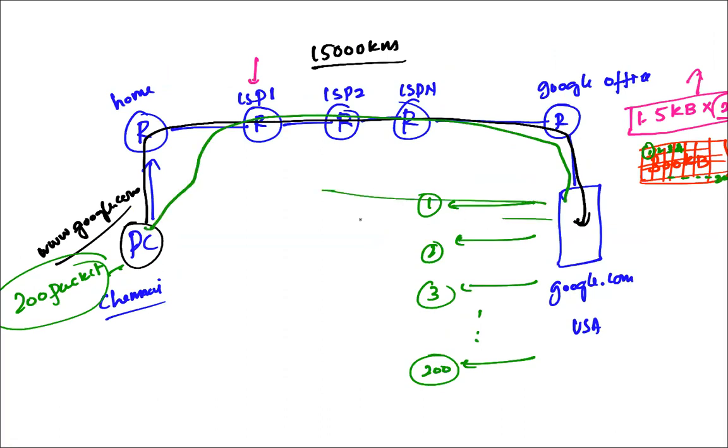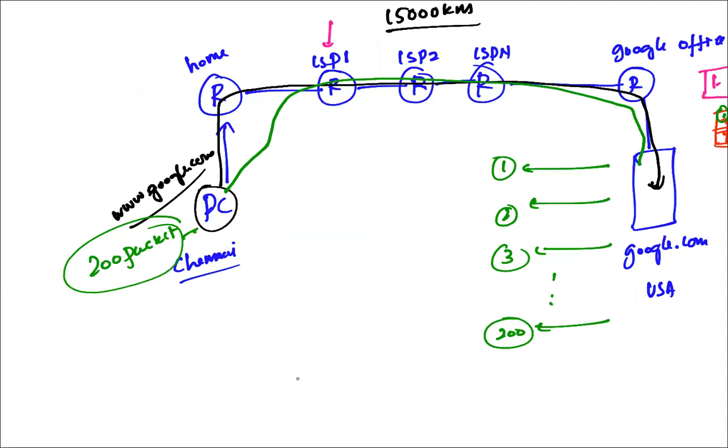All 200 packets, one by one, will be coming from the Google server in the USA to my PC in Chennai. Once I get all the 200 packets, the PC on this side will assemble them together and show that as a Google web page. Okay, so now you got the point. So there you have a Google web page.